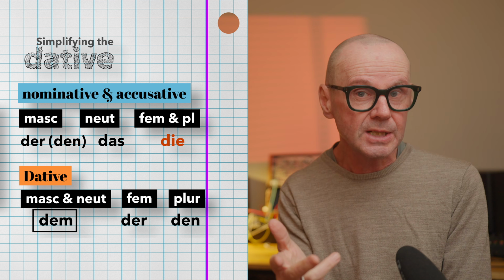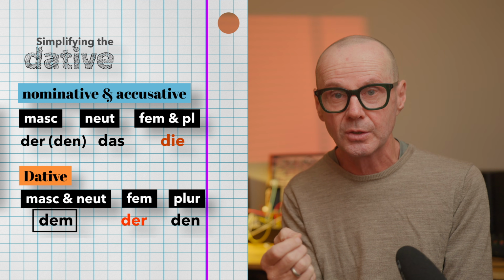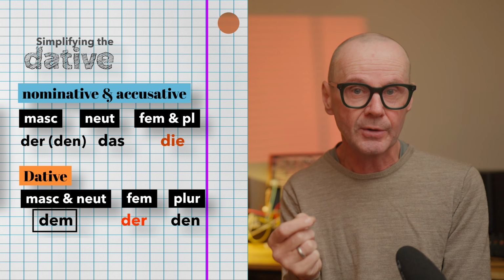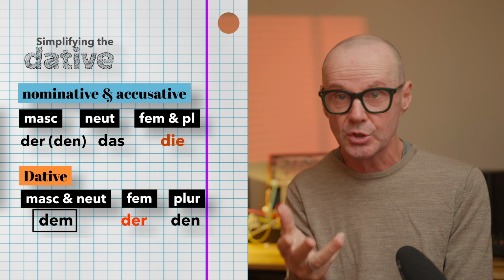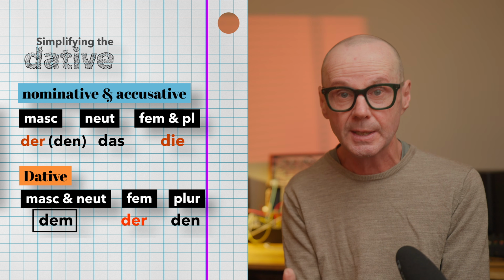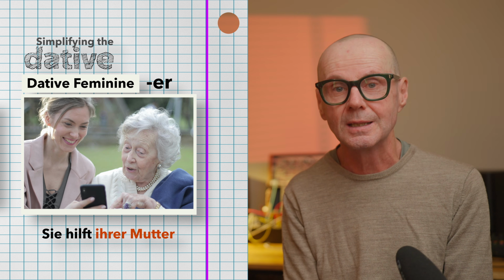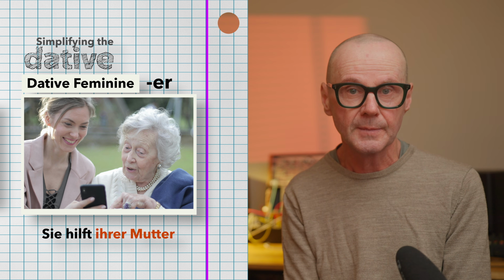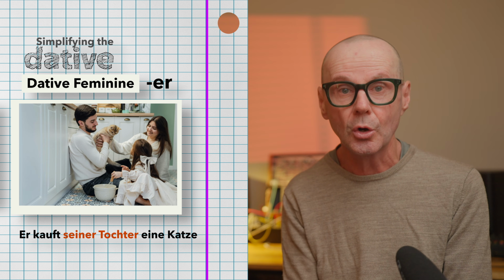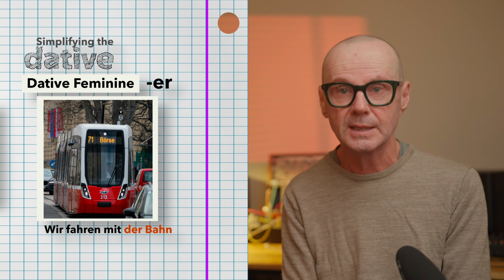And in the dative, all of our feminine nouns are preceded by the articles that have an er ending, like der, which you'll recognize because we've been using it up until now for masculine subjects. It will look like this. Sie hilft ihrer Mutter. Kauft seiner Tochter eine Katze. Wir fahren mit der Bahn.